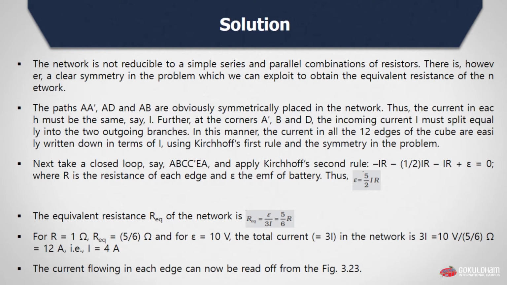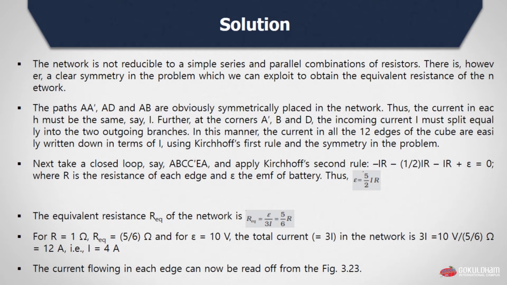Thus, the current in each must be the same, say I. Further, at the corners A', B and D, the incoming current I must split equally into two outgoing branches, and in this manner the current in all the 12 edges of the cube is easily written down in terms of I using Kirchhoff's first rule, which was our junction rule, and the symmetry in the problem.